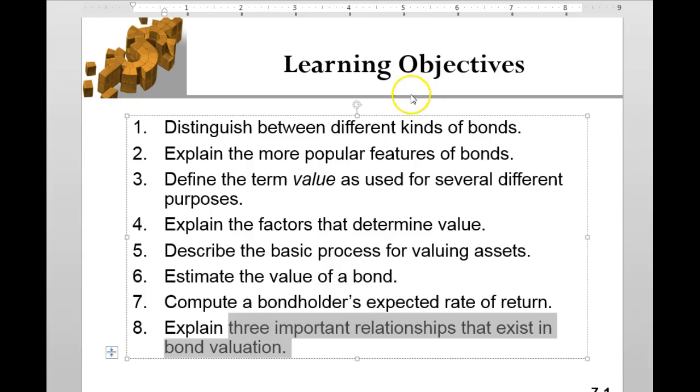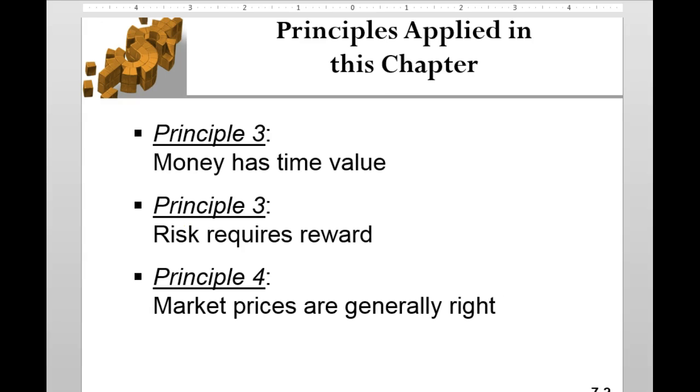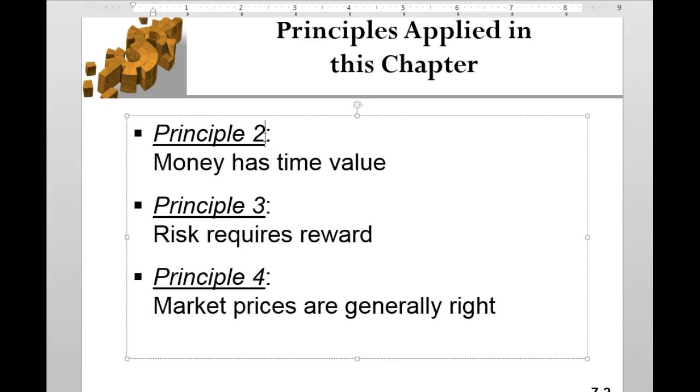It'll become very important. We're going to look at 3 principles. Well, isn't that interesting? Principle 3 and Principle 3. I think this is actually 2. So, money has time value, okay? Risk requires reward. And I think maybe that is in 3. And then Principle 4 is market prices are generally right.